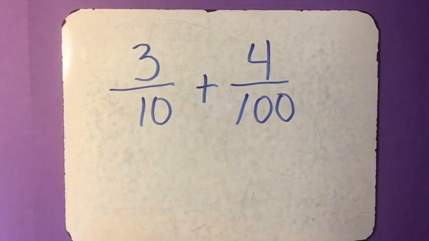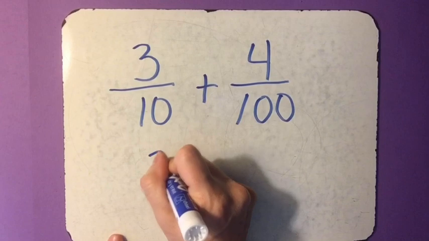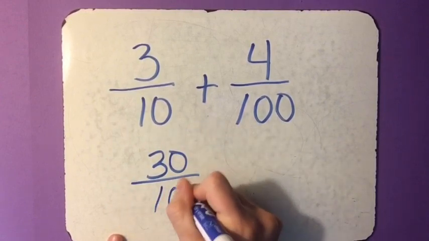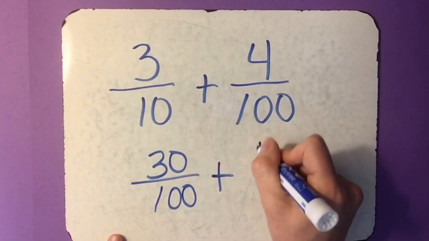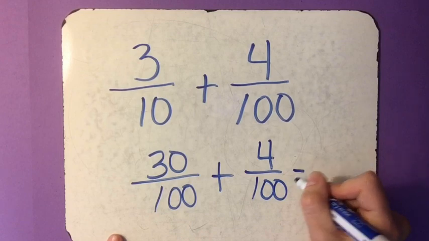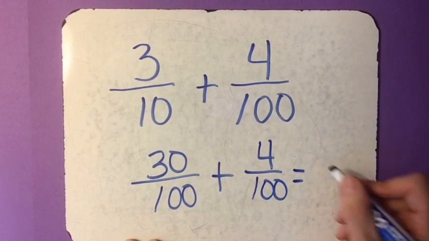and then go along our merry way and add up this problem. So let's rewrite that as 30/100, same thing as 3/10, plus 4/100. And when we're done, we should have 34/100, right?